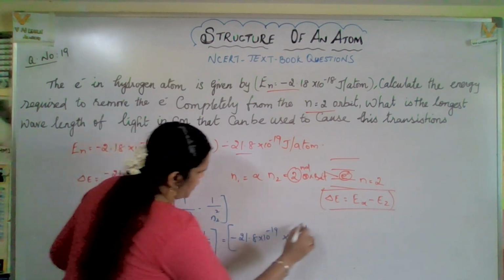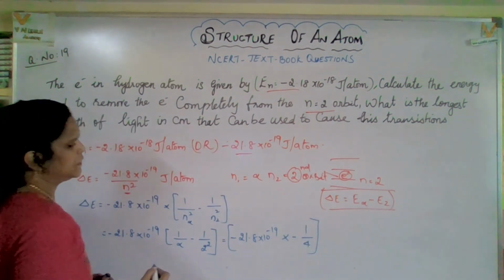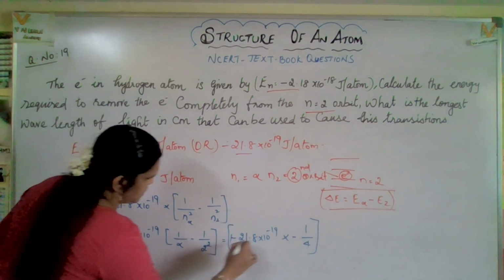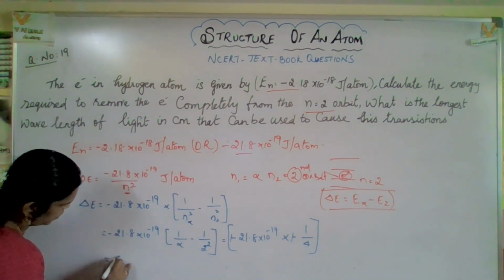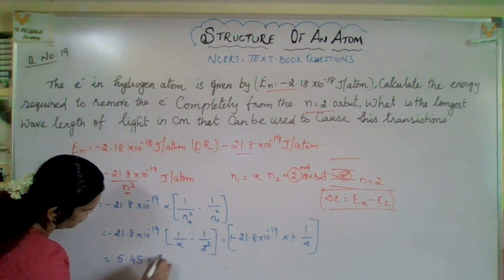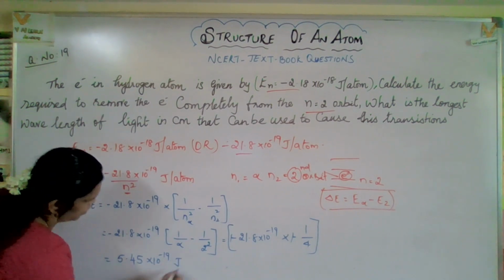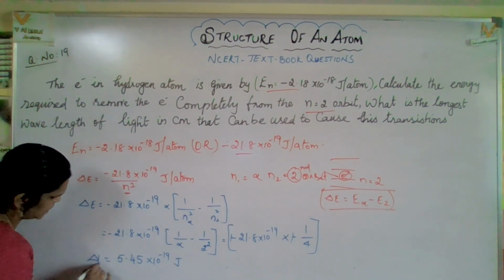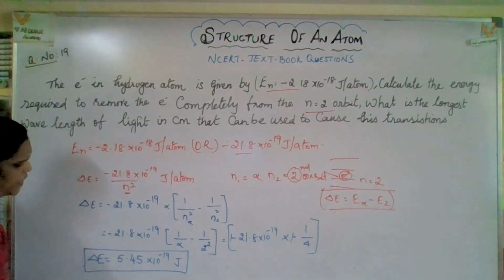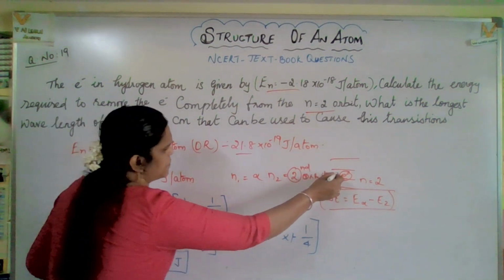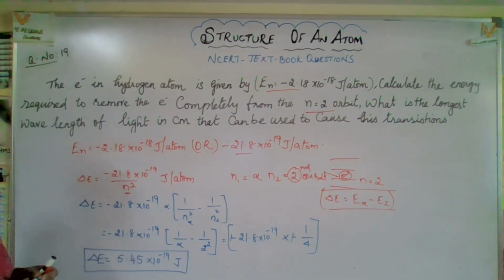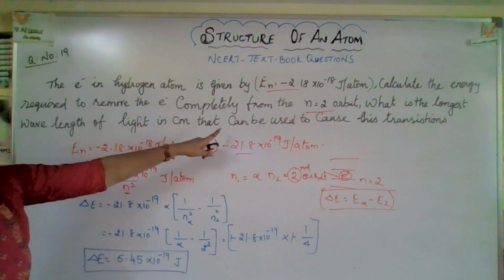So what is the value you will receive here? Minus and minus will be cancelled. Here you will get 5.45 into 10 to the power of minus 19 joule. This is delta E, this much energy is required to remove the electron from the second orbit. Now you have to find out that wavelength.